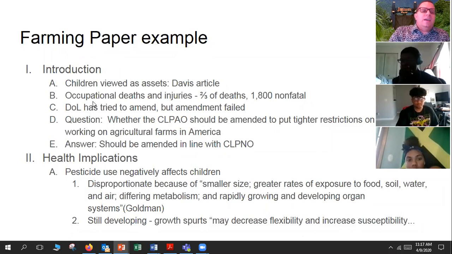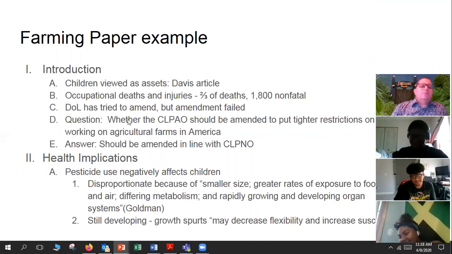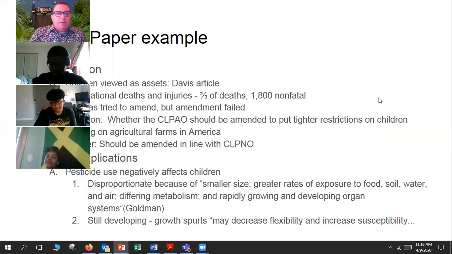And so then in their introduction, they moved on and they talked about deaths and they talked about injuries and how two-thirds of the deaths that occurred on farms were from children, okay? They talked about how they tried to amend the law. The DOL is the Department of Labor, how they tried to amend that law to include farms as being part of child labor, and that did not pass, okay? And so then their question was, should the Child Labor Protection Act be amended to put tighter restrictions on children working on these agricultural farms within America? And their answer or their thesis was that yes, it should be amended.